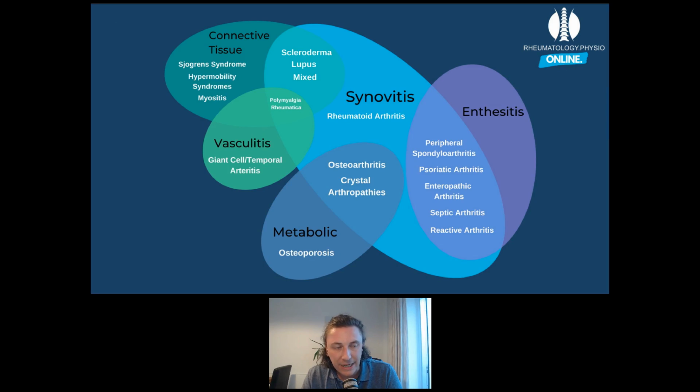So before we get cracking, I just want to talk a little bit about complexity. If we look at this graph here, this sort of blob chart maybe, that I made a few years ago now, you can see up in the top left corner, we've got our connective tissue issues. I've popped in sort of green on their own. You've got Sjogren's Syndrome, you've got hypermobility syndromes, and you've got myositis.